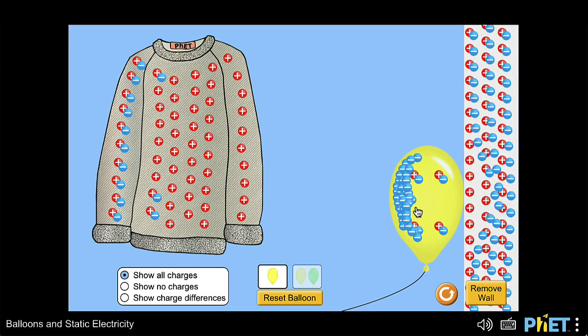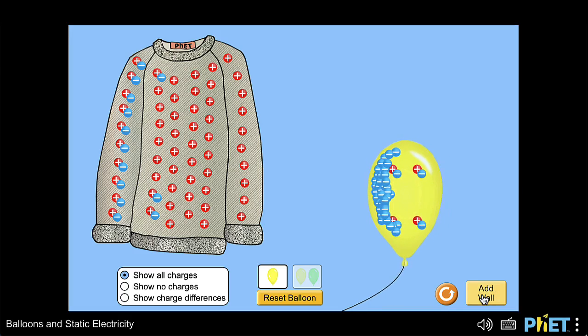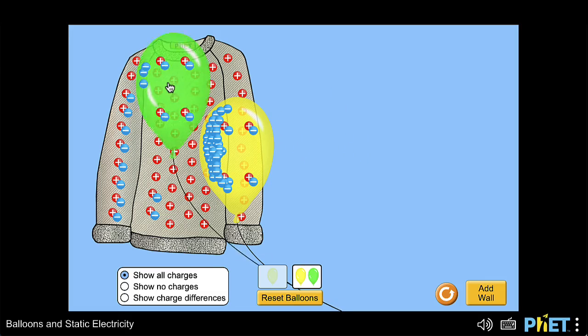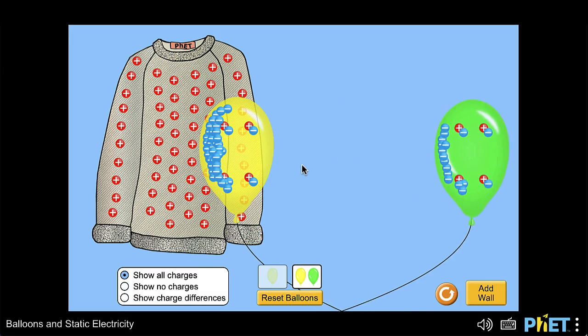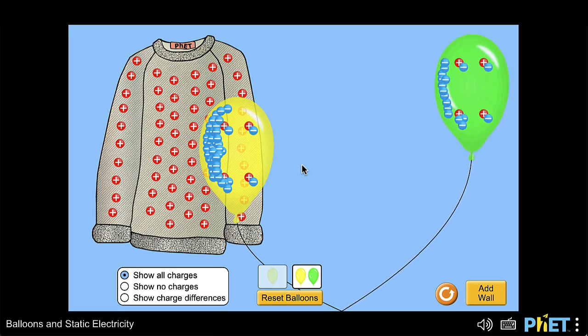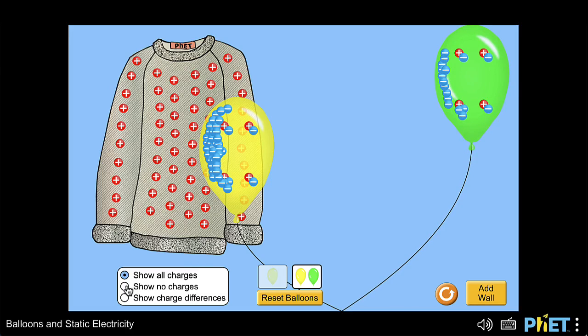Now learners can do either of these two things or many, many other things in any order. Things can get really complex. You can remove the wall, add a second balloon, and now there are two balloons available to interact with and respond to the net charge in the room. And you can change the representations by hiding the charges. And you can do many, many other things, and so on.